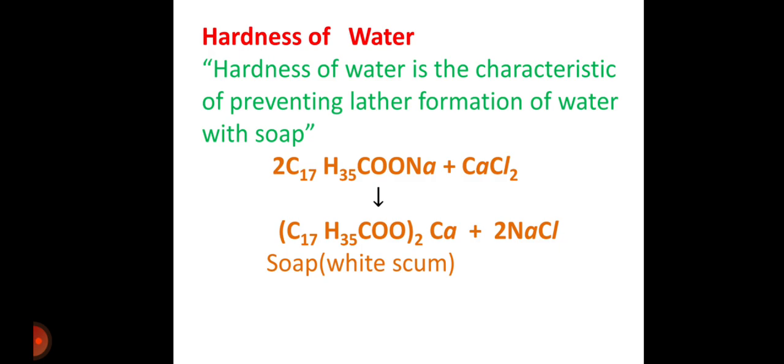Hardness of water. It is the characteristic of preventing lather formation of water with soap. This is the molecular formula of soap, that is C17H35COONa, called sodium palmitate. It reacts with hardness producing salt, for example calcium chloride. So it forms a white scum as (C17H35COO)2Ca along with sodium chloride.